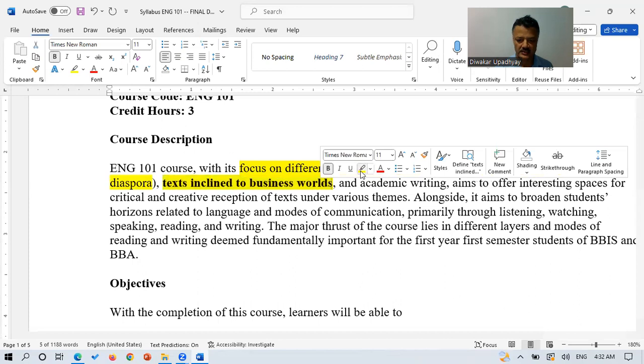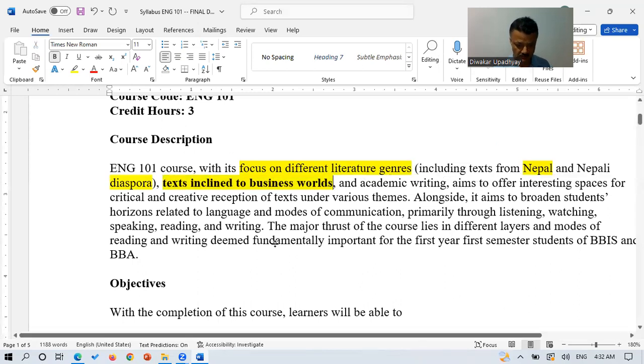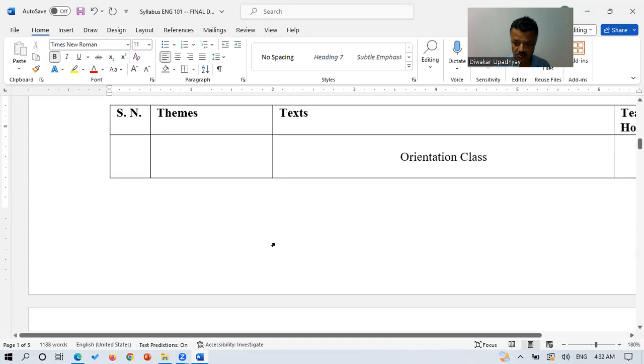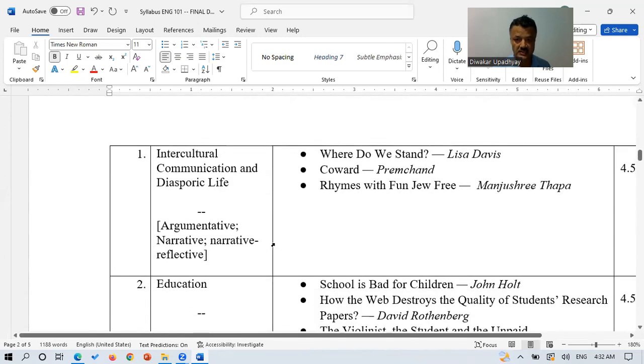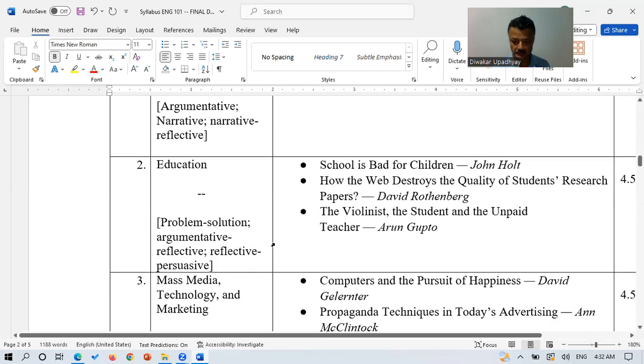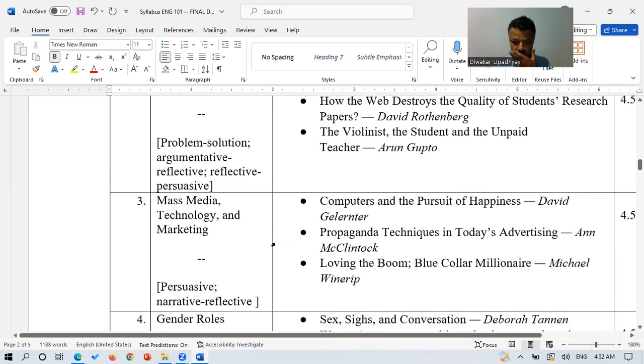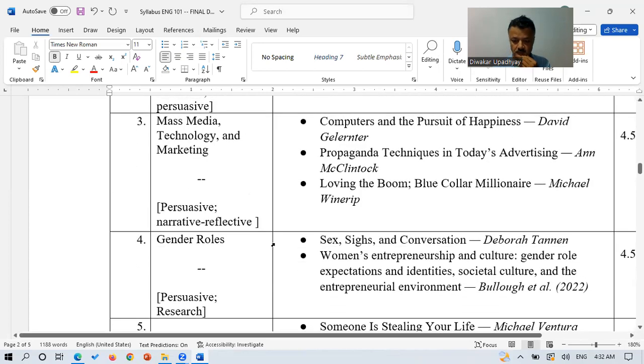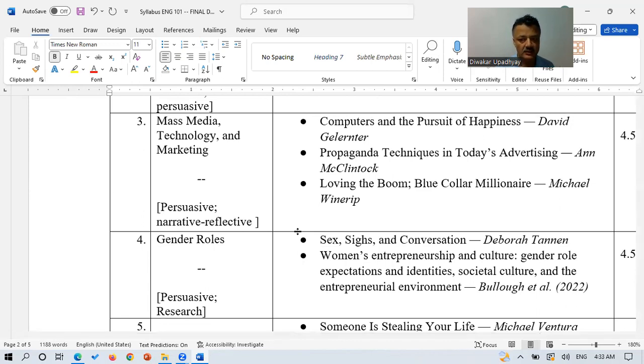There can be writings with a theme of business. For example, let's browse and see which text may have this idea. Okay, business world. For example, Propaganda Technique in Today's Advertising by Anne McClintock may be said to relate to the business world because it talks about how advertising misleads us.